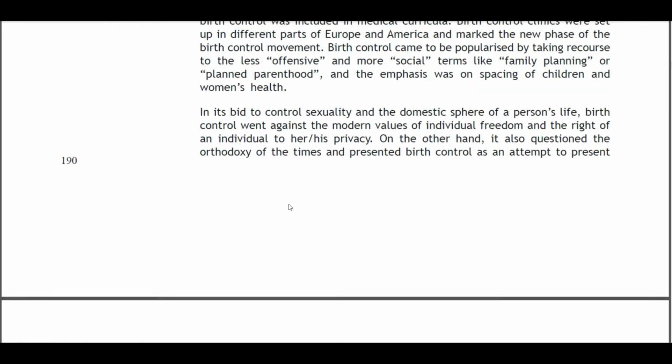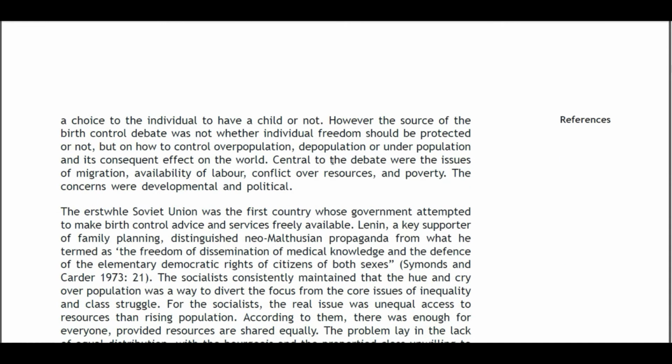In its bid to control sexuality and the domestic sphere of a person's life, birth control went against the modern values of individual freedom and the right of an individual to her or his privacy. On the other hand, it also questioned the orthodoxy of the times and presented birth control as an attempt to give the individual a choice to have a child or not.